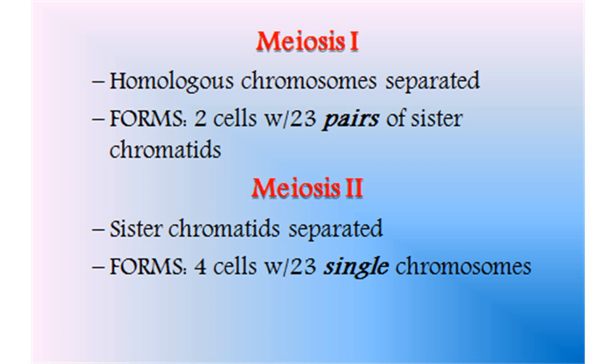In meiosis 2, you're finally going to separate those sister chromatids, which is very similar to what happens in mitosis. The end result of that is you're going to have 4 cells total now. Each of them is going to have 23 single chromosomes. Keep in mind this number 23 means we're looking at human cells, but as long as you know the number of chromosomes in a set, in any species, the same principle applies.